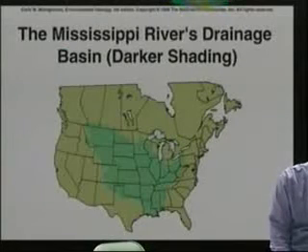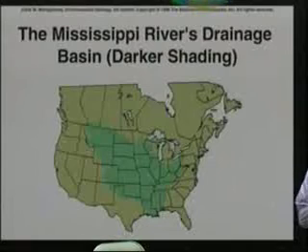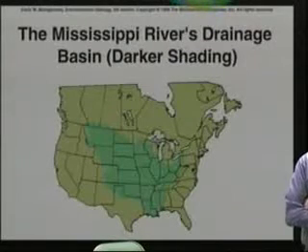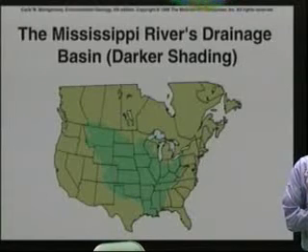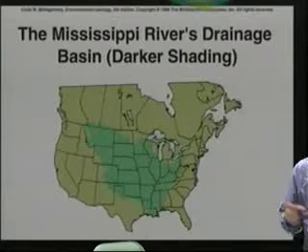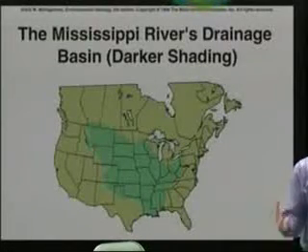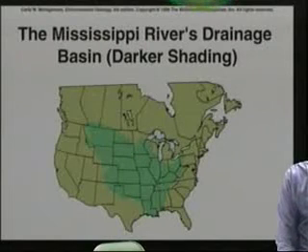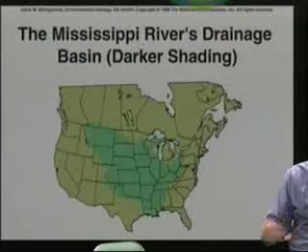This cartoon from your text shows us the Mississippi River's drainage basin in the darker green area. Of course, that drainage basin is not just the Mississippi River, it encompasses a lot of rivers, all small ones that coalesce into bigger and bigger ones. But it's really a large area, removing a lot of sand, silt, clay, mud, organics, carrying that with that water off of the land.